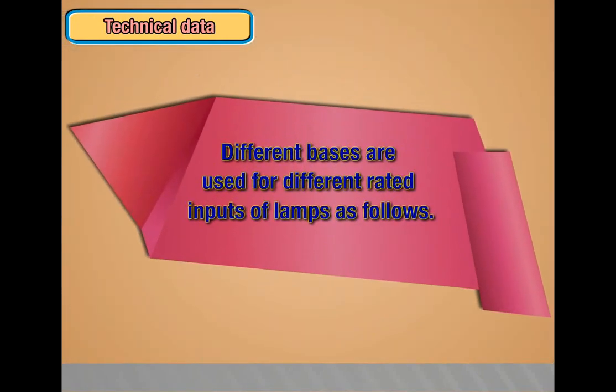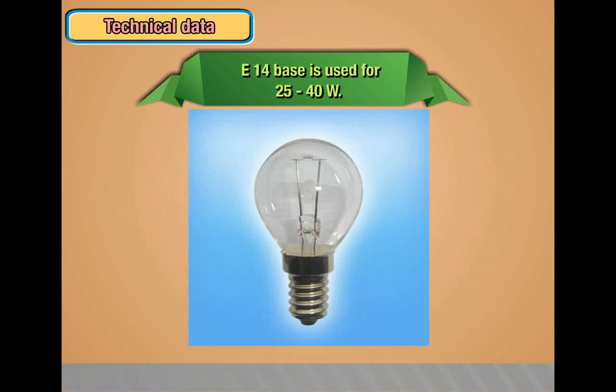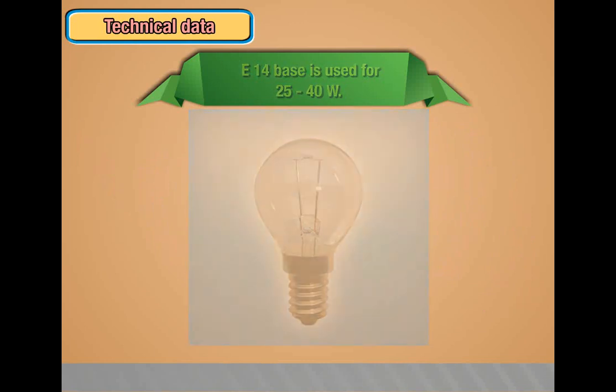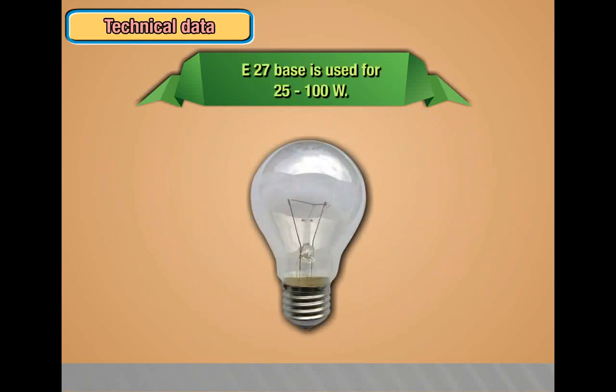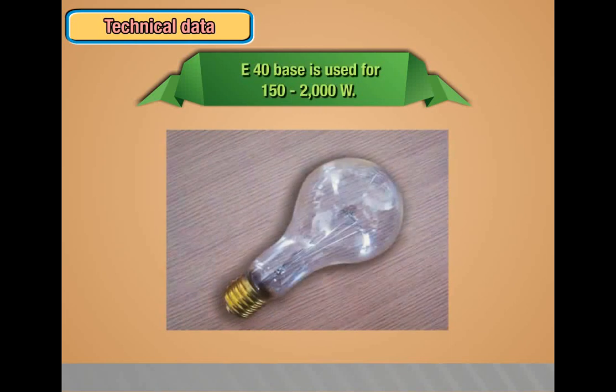Different bases are used for different rated inputs of lamps as follows. E14 base is used for 25 to 40 watts. E27 base is used for 25 to 100 watts. E40 base is used for 150 to 2000 watts.